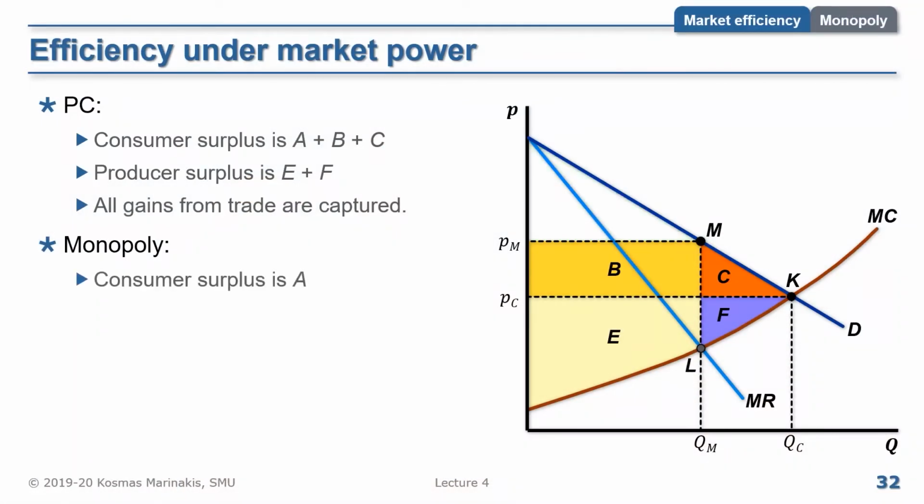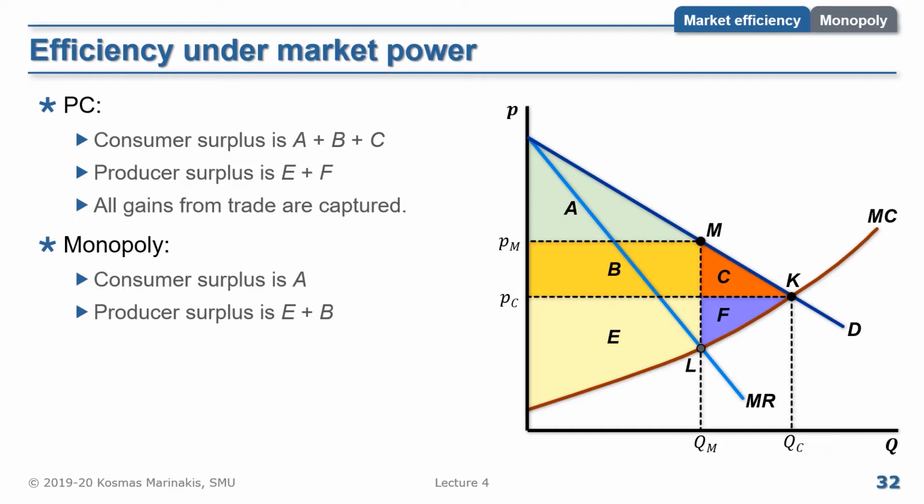So the consumer surplus will be area A now only, because price is PM and we have to look for the area between price and the demand curve. So instead of ABC, which was the case in perfect competition, now it's just A. The producer surplus is E plus B. Now you lose F because this quantity is not produced.